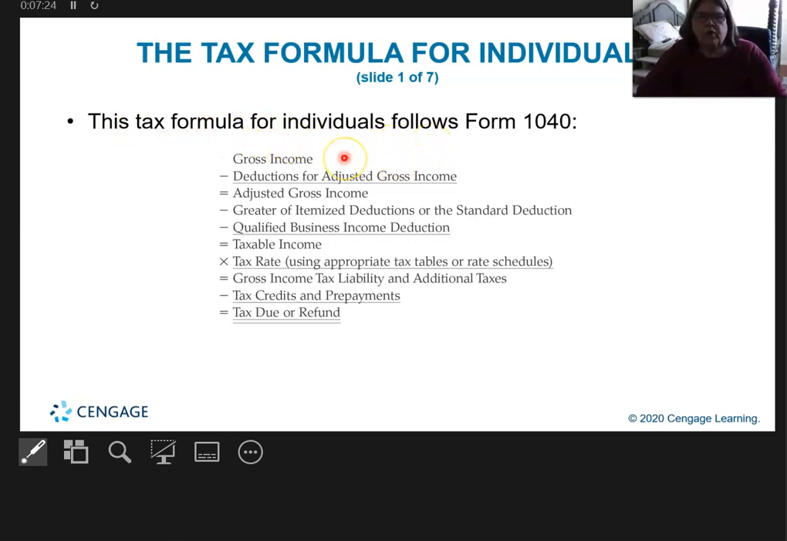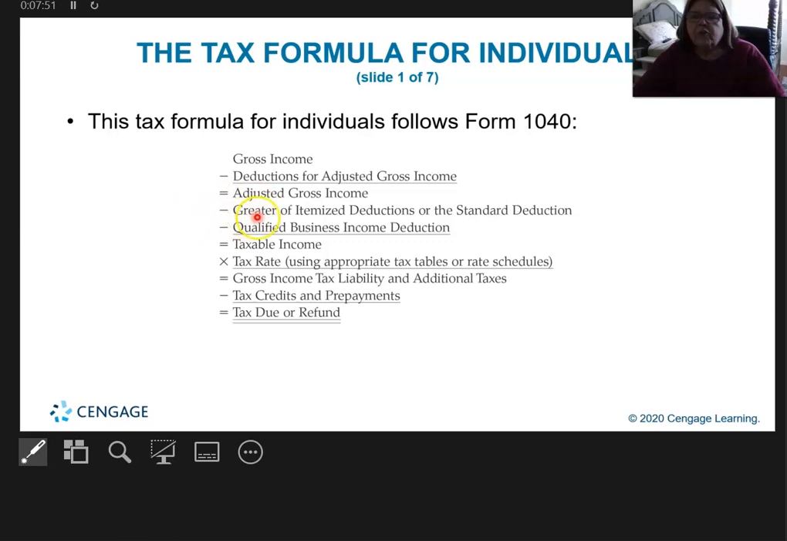You start with gross income. You minus any deductions for adjusted gross income. So gross income is all the money you make, and we'll talk about that on the next slides. Minus deductions equals my AGI, or adjusted gross income. So AGI has to do with the stimulus checks that we got. It's based upon your AGI.